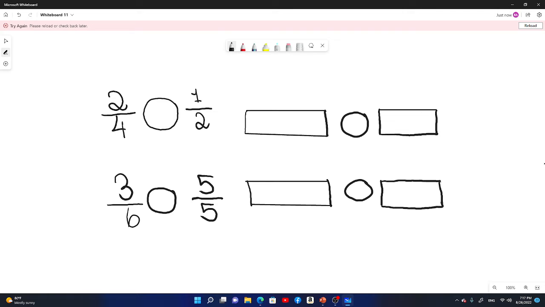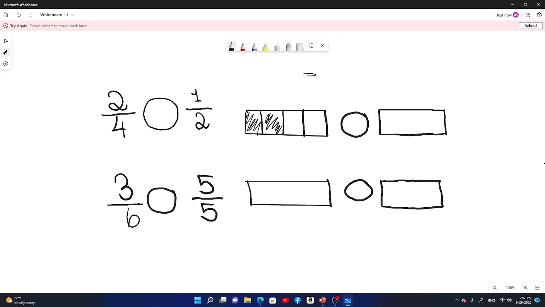1, then 2. So we have 4 parts and we have to shade in 2. 1, 2. As you can see, this one is not equal, so I have to make it a little more equal. So it'll be a little bigger. Yeah, that's good.